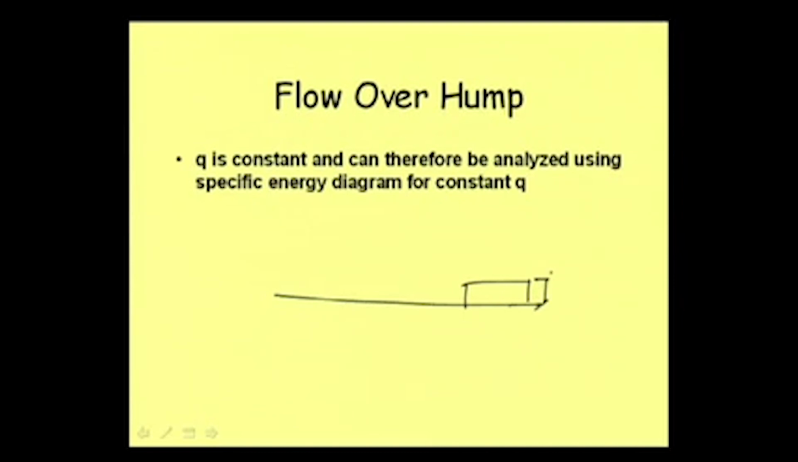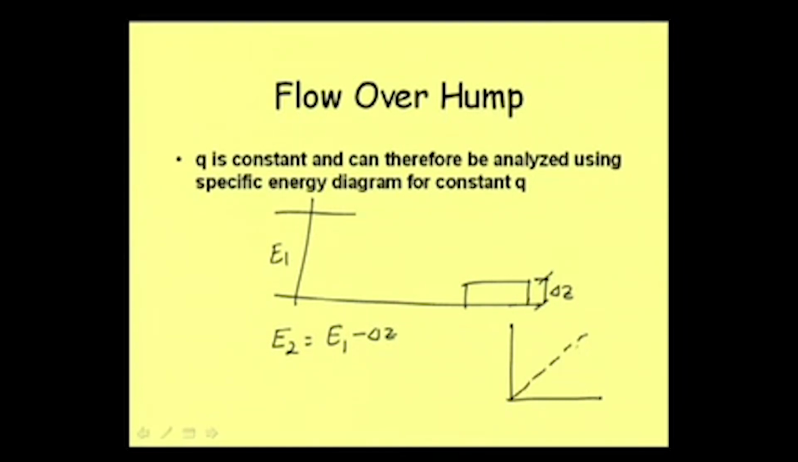Suppose the bed is raised by delta z amount, and a subcritical flow is coming. Then what will happen to this one? Say this is E1 energy, and at this point we can write that E2 is equal to E1 minus delta z. Otherwise, there is no energy loss, that is why we are using this relation, and here we can use our specific energy diagram.